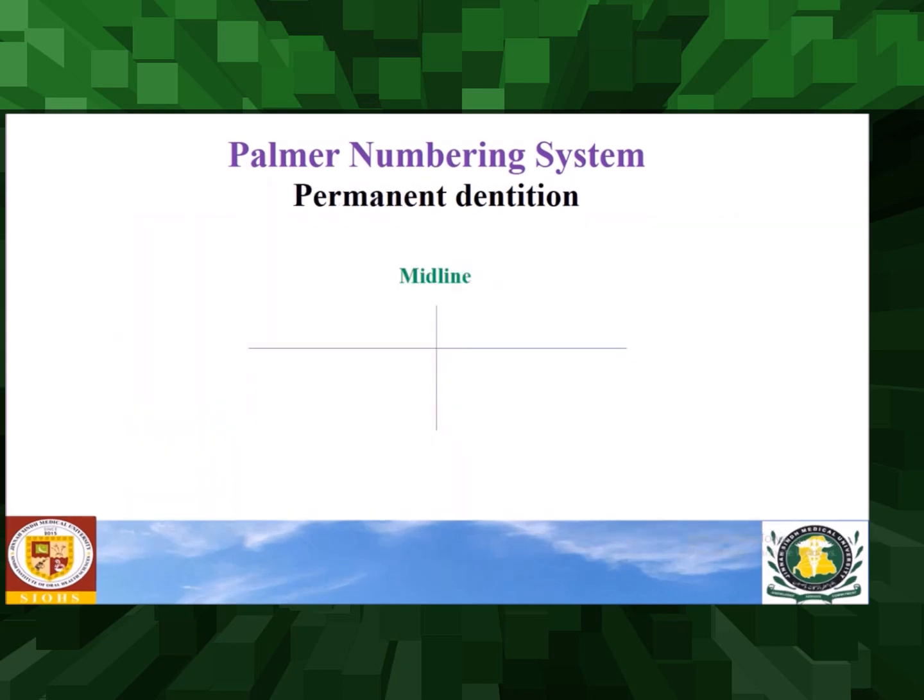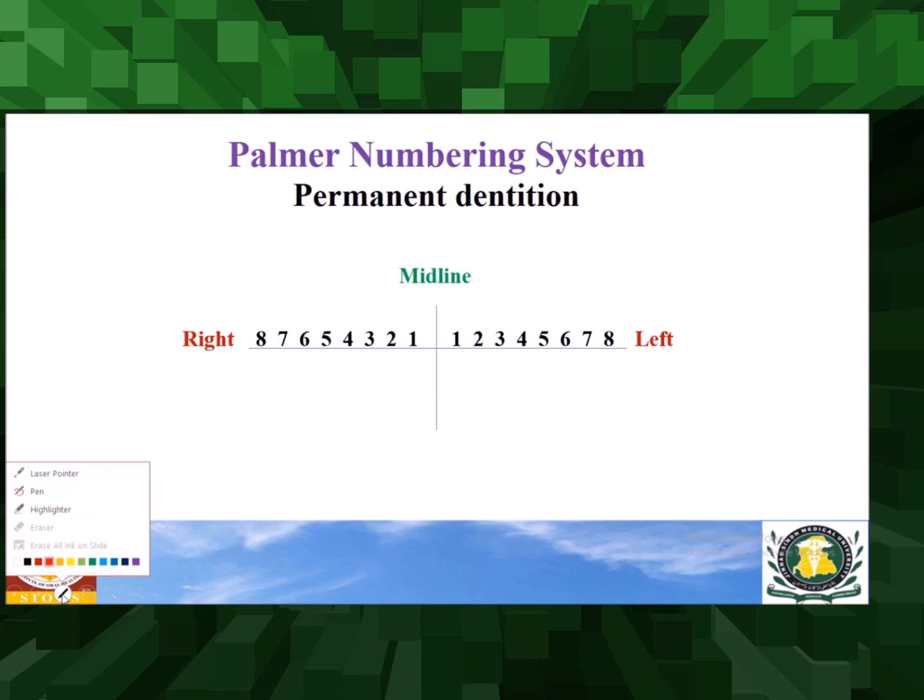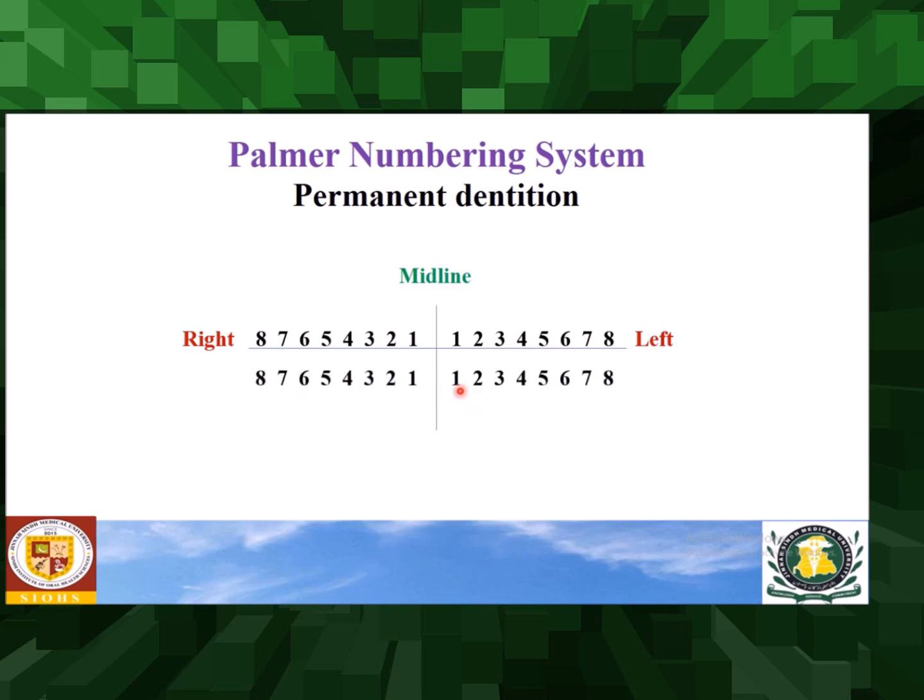Now we will discuss the Palmer numbering system for the permanent dentition. In the permanent dentition, each tooth is numbered, and the numbers start from the midline, from 1 to 8 in each arch. In the maxillary right side, the numbers start with 1 for the maxillary right central incisor till 8 for the maxillary right third molar. Similar is for the left maxillary arch, and similar numbers are given in the mandibular arch. 1 is for the mandibular left central incisor till 8, that is for the mandibular left third molar.